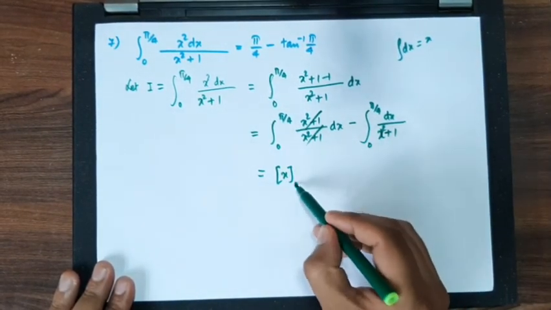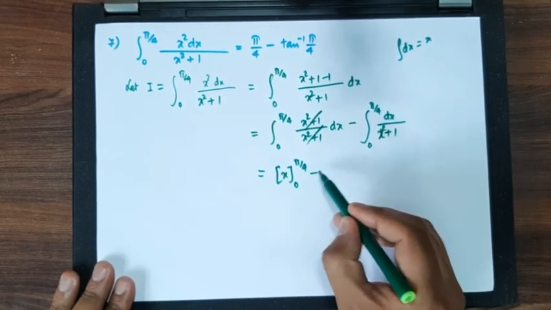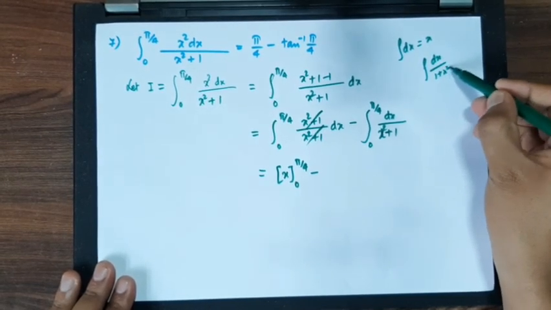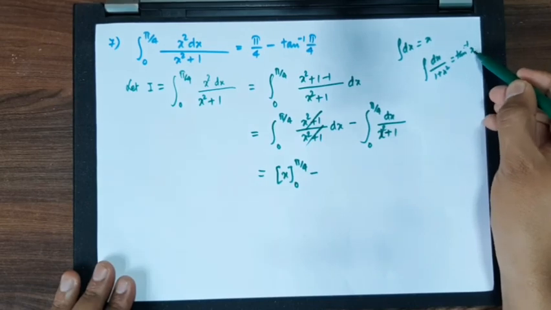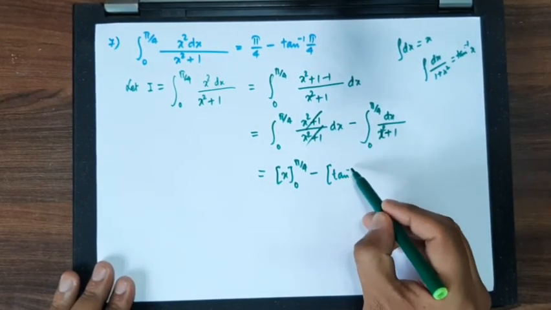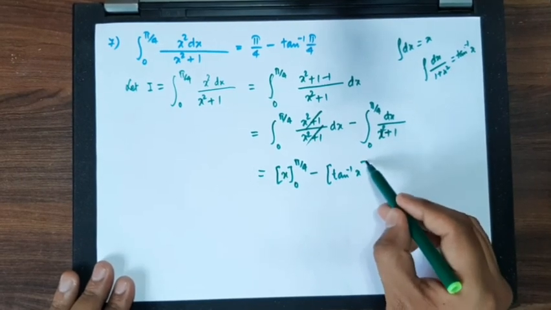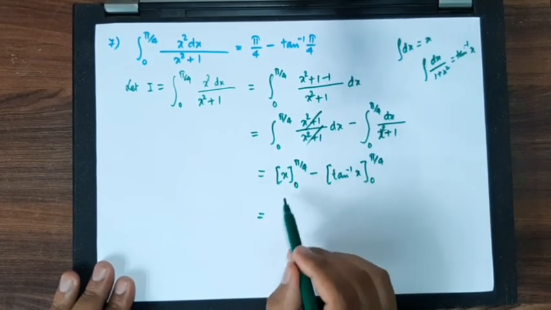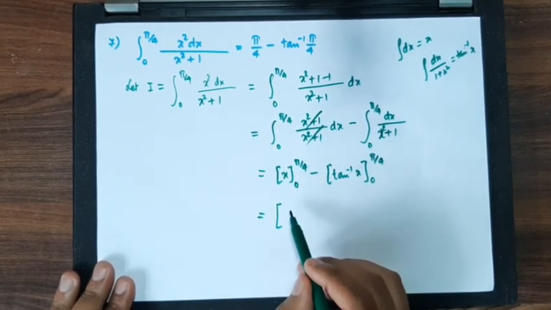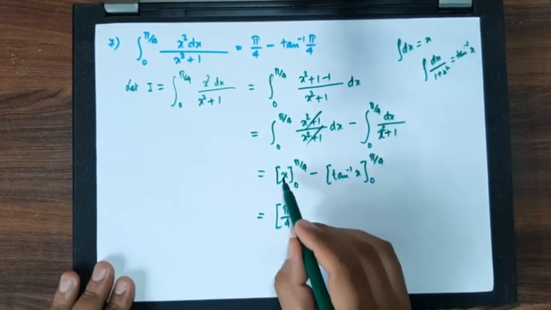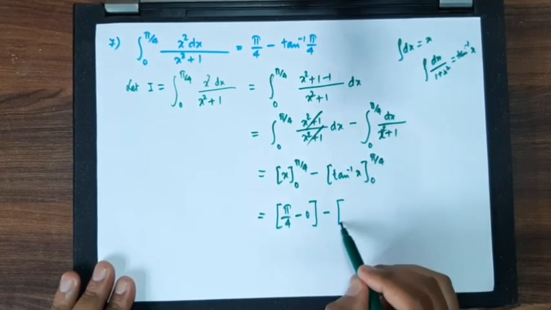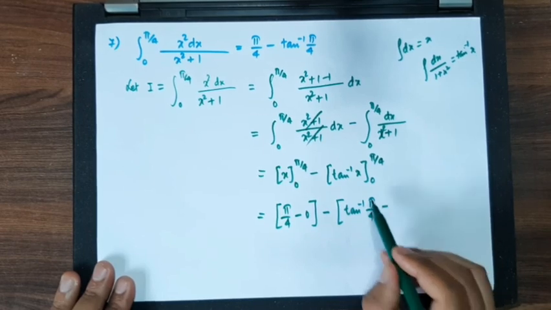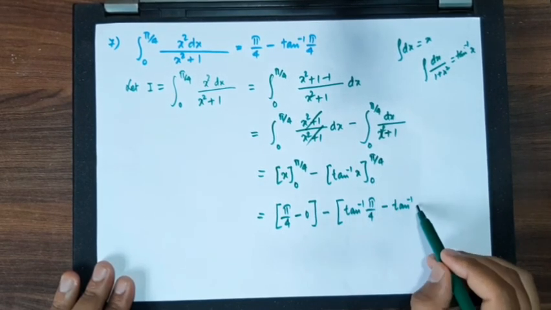So x is written. So we have 0 to pi by 4, minus, we have dx by 1 plus x square, and we know that this is equal to tan inverse x. So we have tan inverse x, and how much is x? x is x itself. So we have 0 to pi by 4. Now let us put the value of the lower limit and upper limit. First let us put the upper limit, that is pi by 4, minus the lower limit, that is 0, minus tan inverse x, the upper limit, that is pi by 4, minus tan inverse of the lower limit, that is 0.